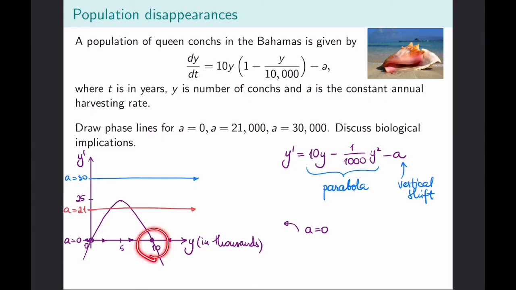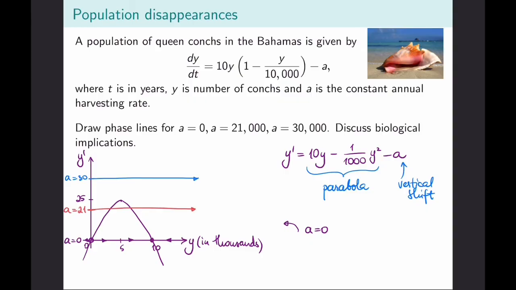Stable states in populations are good to have because that means that if my population starts below 10, it will grow toward 10. If it starts above 10, it will decrease down to 10, but my steady state is at 10,000 queen conch, which means that the population is stable at that particular number. Whether it's growing toward that number or decreasing toward that number because of scarce resources, it's going to have 10,000 queen conch as the population that it approaches.